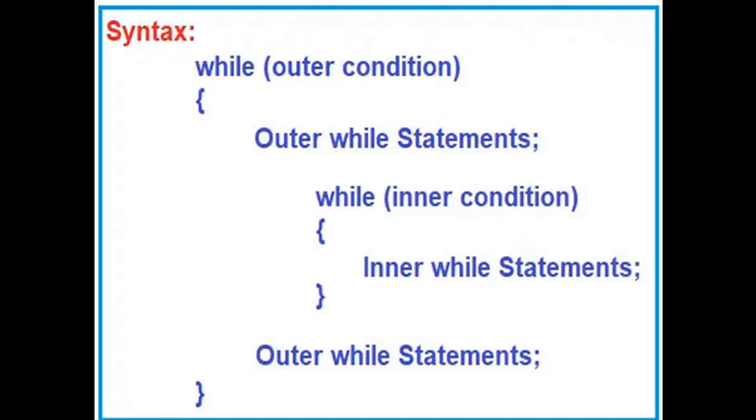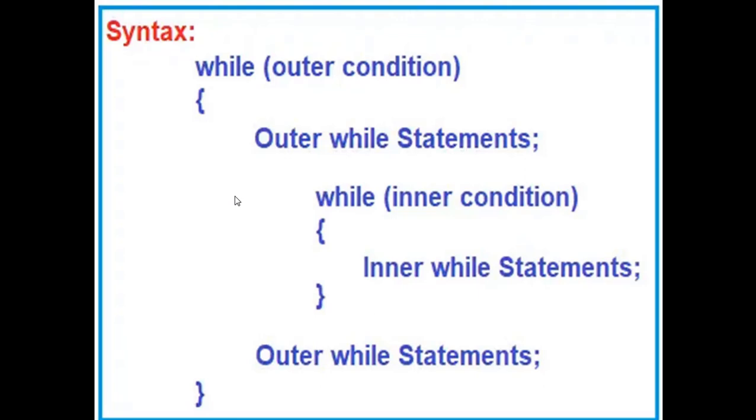In a nested while loop, the number of iterations will be equal to the number of iterations in the outer loop multiplied by the number of iterations in the inner loop, which is almost the same as the nested for loop. Nested while loops are mostly used for making various pattern programs in C, like number patterns or shape patterns. As per syntax, the outer while loop executes based on the outer condition, and the inner while loop executes based on the inner condition. Now let us understand how the nested while loop executes.